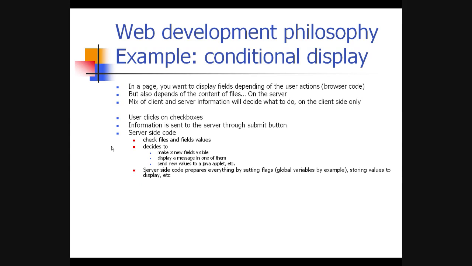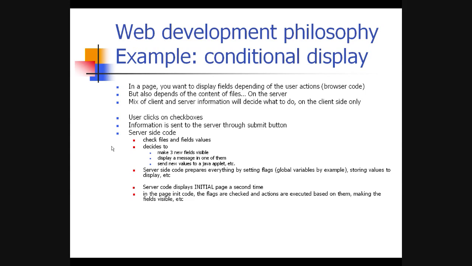So the server-side code is going to prepare everything by setting flags, global variables, for example, storing the values that have to be displayed on the browser side, etc. Then the server is going to display the same page a second time. Okay, it's the same page, but it has to say, okay, there's a refresh, you have to do something. And in the page init code, the code on the browser side of the page is going to check, the same way it checked the first time, are these flags set or not.